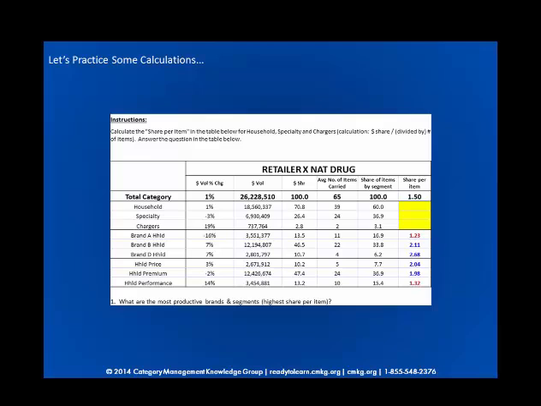And then we have brands and price segments as well, which I've already filled in your share per item for you. Once you do those three calculations, answer the question below, which is: what are the most productive brands and segments? Those would be the ones that have the highest share per item. I'm going to give you a minute to complete those calculations, and then we'll come back and talk about them.